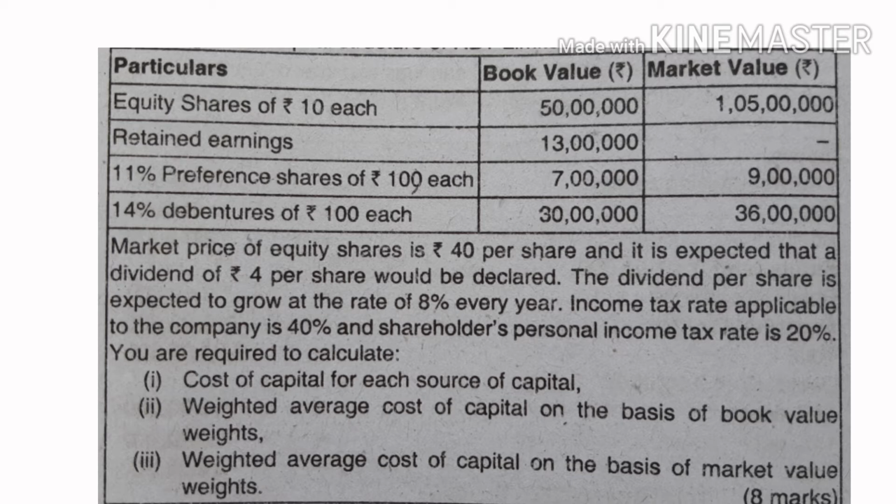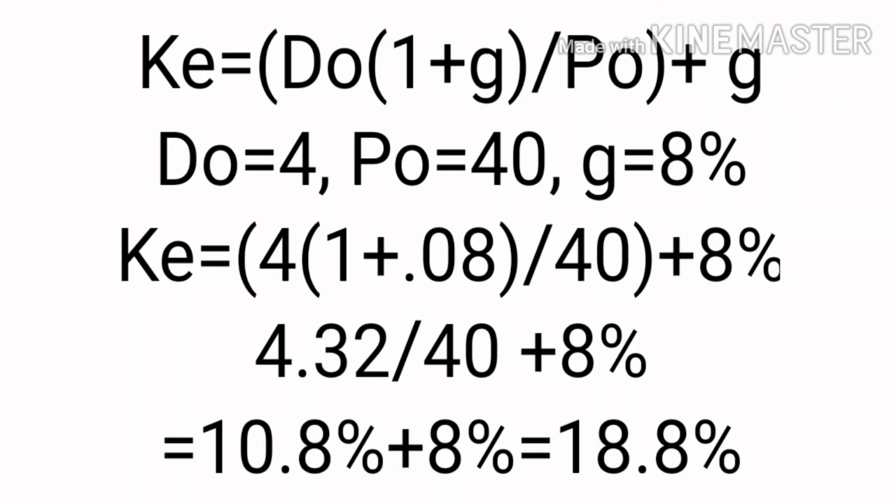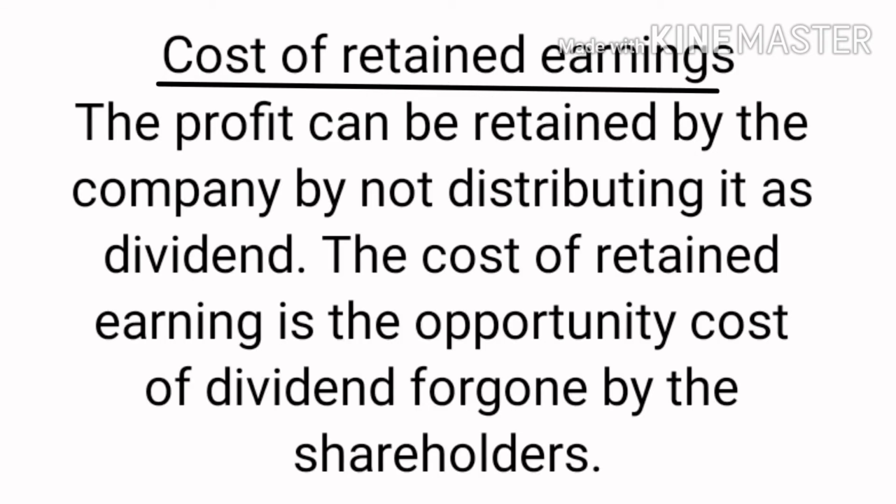First, we need to calculate the cost of capital of equity share, retained earnings, preference shares and debentures individually. Then we will find out the weighted average cost of capital on the basis of book value and market value. The formula for cost of equity is equal to D0 into 1 plus g divided by P0, plus g. D0 is given as 4, P0 is 40, g is 8%. Substituting these figures, we get Ke is equal to 4 into 1 plus 0.08 divided by 40, plus 8%. That is 4.32 divided by 40 plus 8%, 10.8% plus 8%, 18.8%.